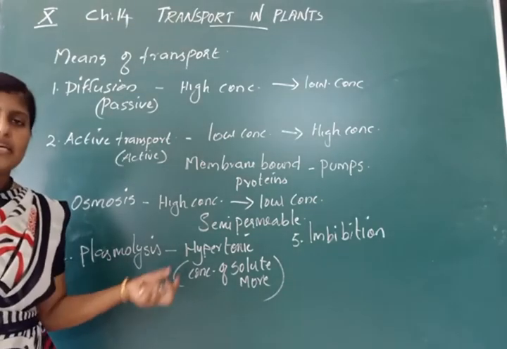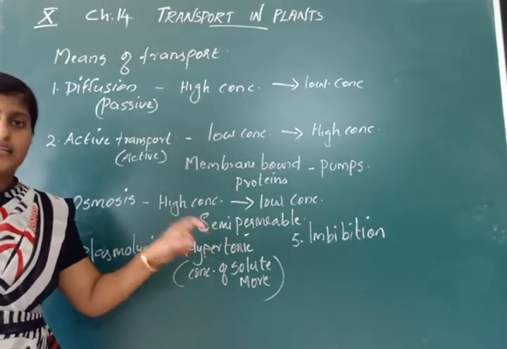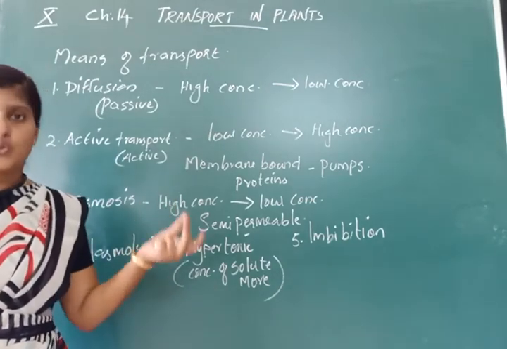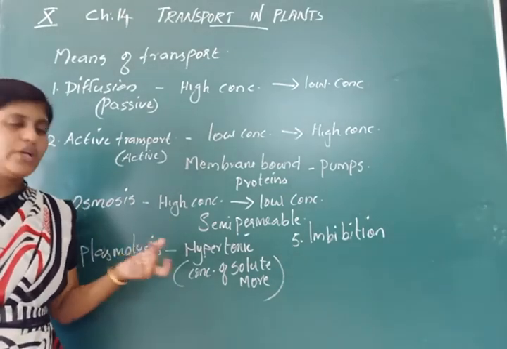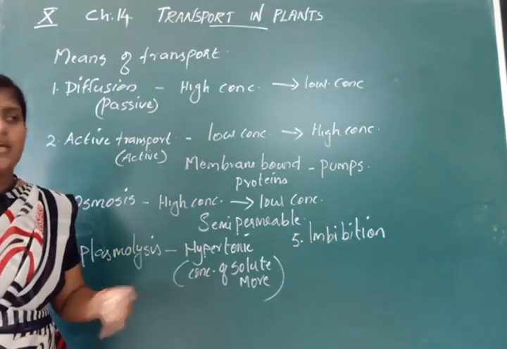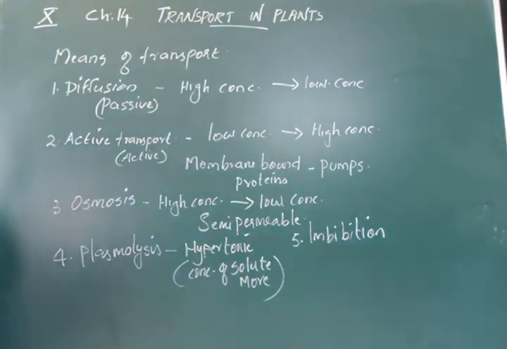Imbibition means, when we put a grape in water, after some time what will happen? The grape becomes swollen. Actually, what happened is water enters into the grape and the grape swells. The same process is imbibition. Imbibition is the absorption of water by solid plant materials, and they become swelled up. So imbibition is a type of diffusion in which solid plant material absorbs water and gets swelled up. This is called imbibition.